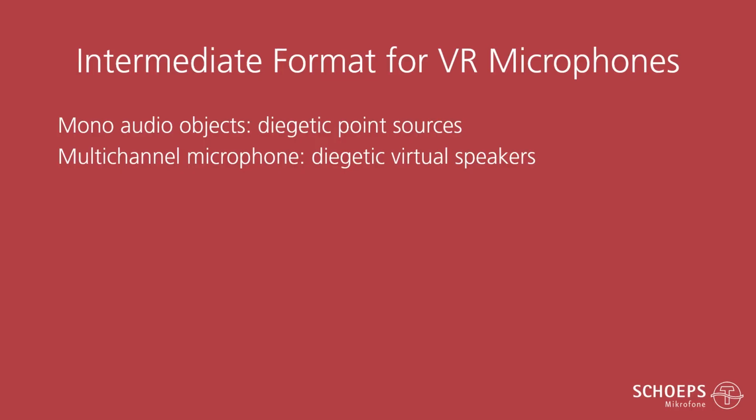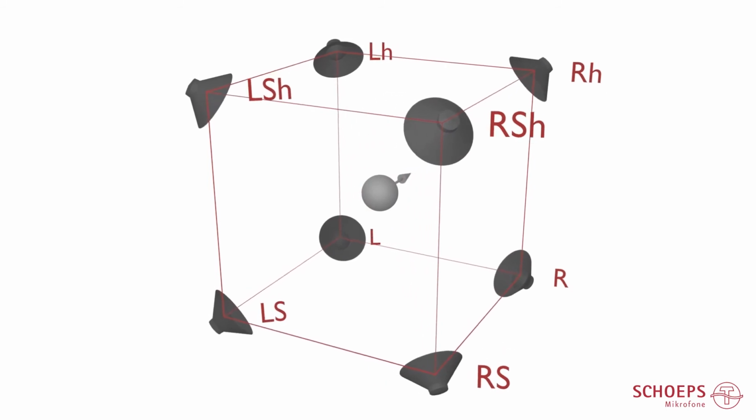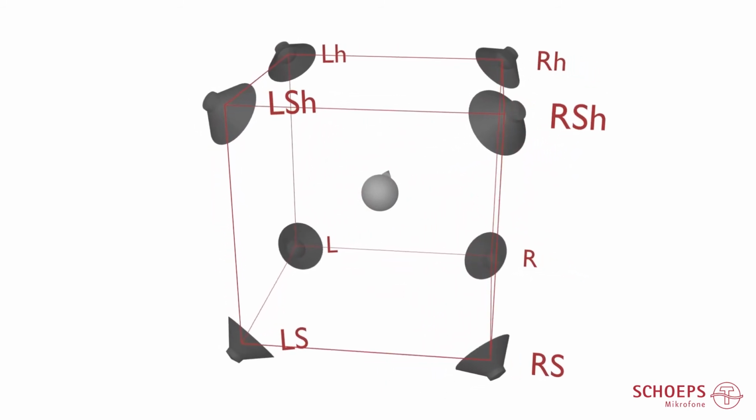So where do you place those speakers for multi-channel microphones? For the diegetic point sources, it's easy. It's just where those point sources or where those audio objects should be in the virtual scene. So if somebody moves around, they will change their position with it. But for the diegetic virtual speakers, they will actually stay at the same spot. And where do you place them? In most cases, something like this is sufficient, or is a good idea to do it like that.